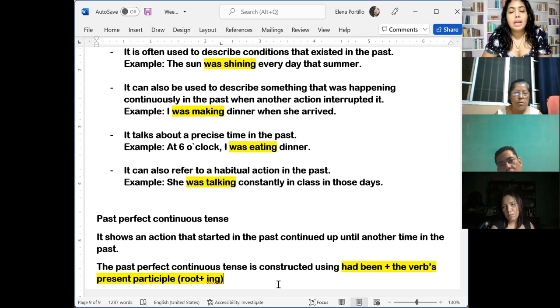So in this case, we are not changing that because we are talking about the past.